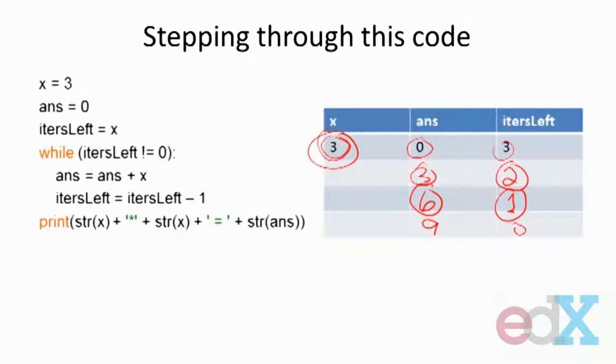At this point, 0 being not equal to 0 is false. Terrible way of saying it, but that test is no longer true, it's false. In which case, I will skip to the end of this loop and print out that x times x, or if you like, 3 times 3 is equal to 9. Cool. A little slow, but it does what I want.